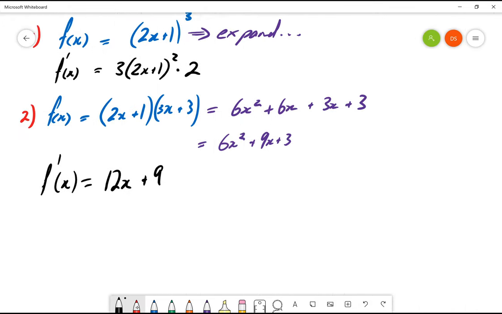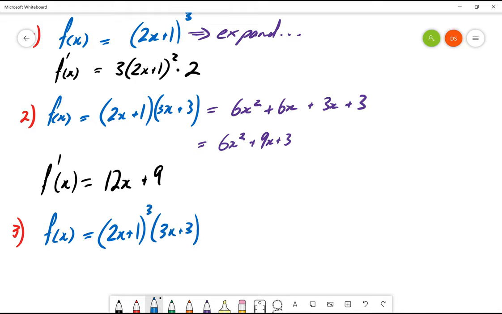So question three. I'm going to ask a slightly harder question. What about if I asked you to do this? Differentiate this. So this is exactly what GC was saying, but I kind of want to get to why what GC is saying is useful to us.